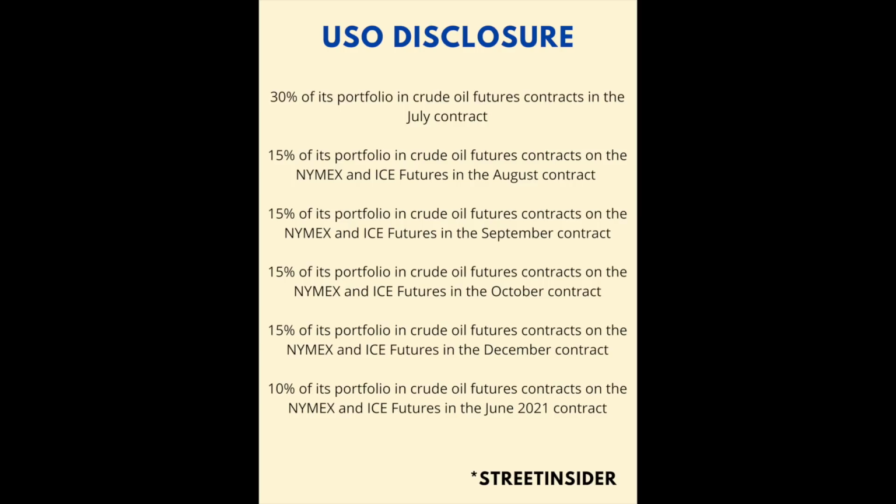Let's also talk about the strategic adjustment USO has made. In the latest disclosure, USO says they're now allocating more weight to future months. As you can see from this disclosure, USO is now allocating 30% of its portfolio in crude oil futures contracts for the month of July, followed by 15% in August, another 15% for September, 15% for October, 15% for December, and another 10% for June of 2021.